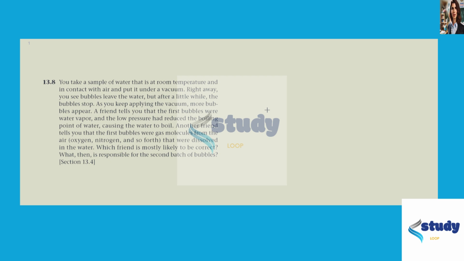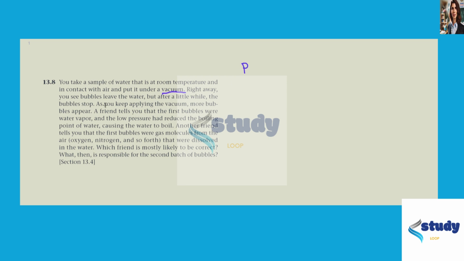We are in Chapter 13 on Problem 8. So let's look at this problem. It looks confusing when we take a look at it, but let's try to break it down as we go through. So you take a sample of water that is at room temperature, in contact with air, and then you put it under a vacuum. So as soon as we see vacuum, we know we're going to be changing the pressure.